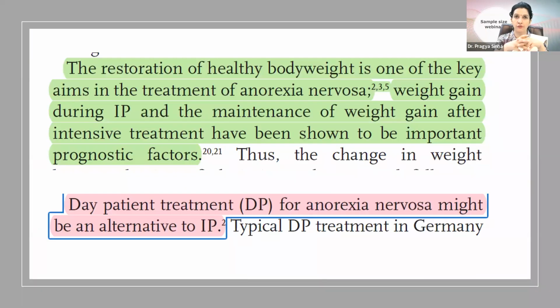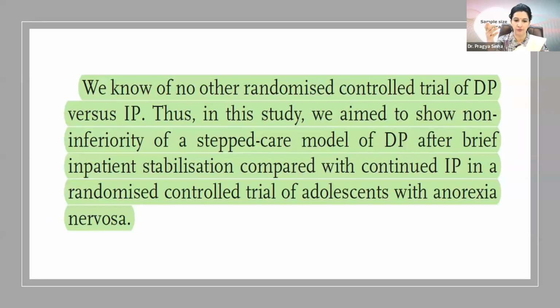So the restoration of a healthy body weight is one of the key aims in the treatment of anorexia nervosa. The weight gain during the admission, during the intensive phase, and the maintenance phase of weight gain after the intensive treatment have been shown to be important prognostic factors. Thus, they have compared this day patient treatment, denoted DP, for anorexia nervosa. It can be an alternative to the IP, which is the intensive treatment. They then described typical DP treatment in Germany. So we know of no other randomized control trial of DP versus IP.